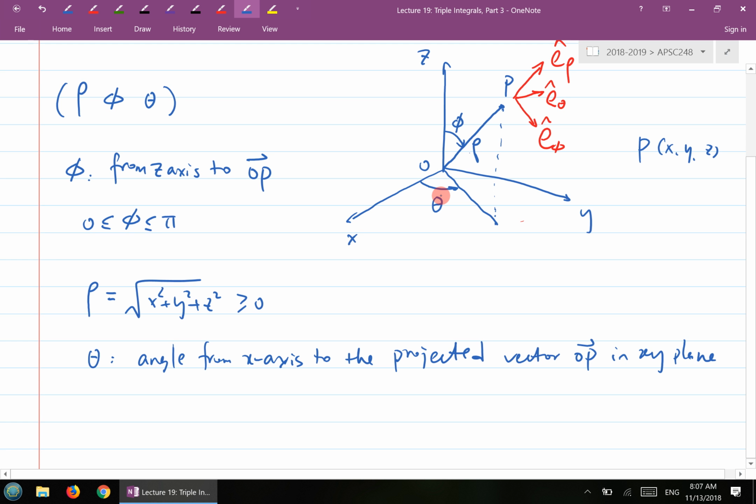As usual, let's look at the connection between the spherical coordinates rho, phi, theta and the Cartesian coordinates x, y, z. Geometrically, you can easily derive that. So what is x? This is your x right here, this part is y, and this part is z.